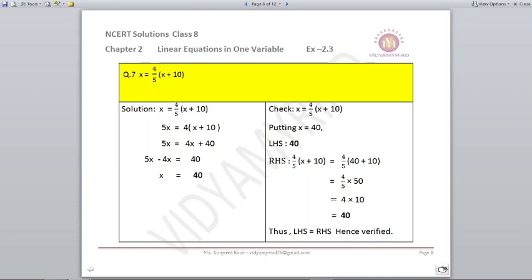Take 4x with the 5x. So 5x minus 4x is equal to 40. x comes out to be 40. Now put these values. You have only x on your left hand side. So left hand side is 40 only.